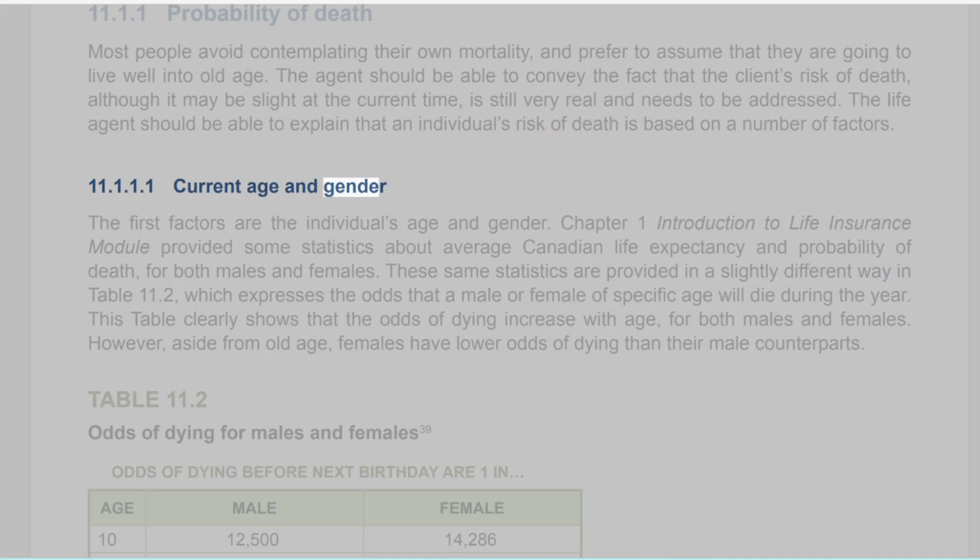11.1.1.1 Current age and gender. The first factors are the individual's age and gender. Chapter 1, Introduction to Life Insurance module, provided some statistics about average Canadian life expectancy and probability of death for both males and females. These same statistics are provided in a slightly different way in Table 11.2, which expresses the odds that a male or female of a specific age will die during the year. This table clearly shows that the odds of dying increase with age for both males and females. However, aside from old age, females have lower odds of dying than their male counterparts.